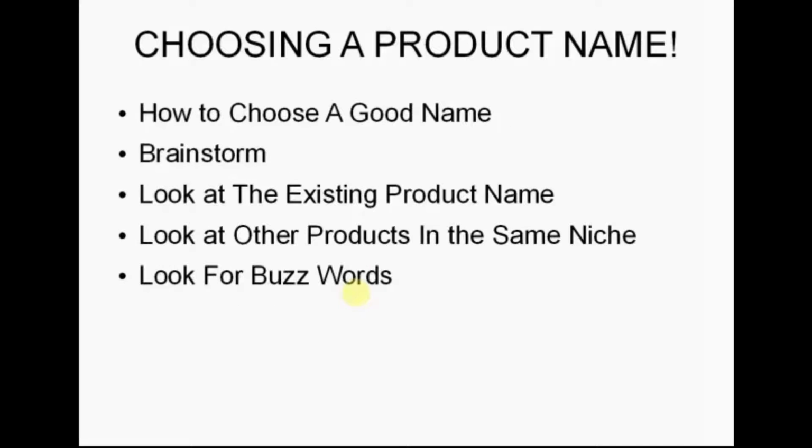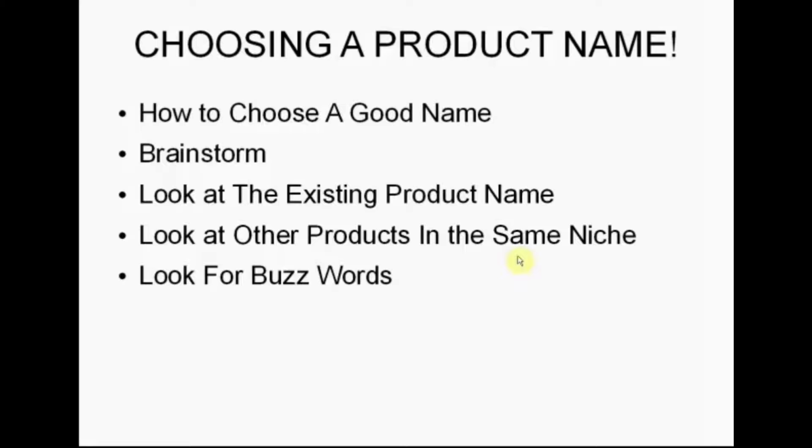Well, there's a few things you can consider. First and foremost, I always set about and brainstorm some names when I'm trying to choose a new name for my PLR packages. What you can do is you can look at the existing product name. So in our example, I think the existing product name is Local Mobile Explosion. And there's some elements of that I quite like and may keep in the rebranded product name. You can look at other products in the same niche for inspiration.